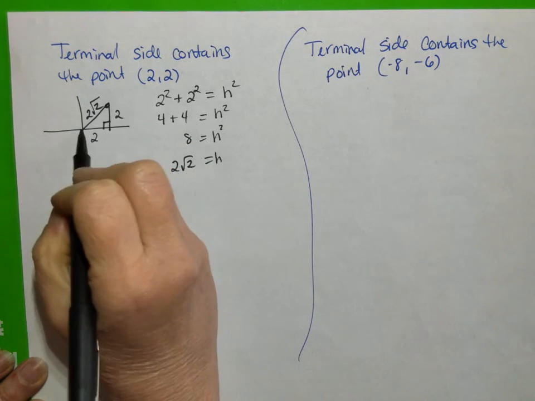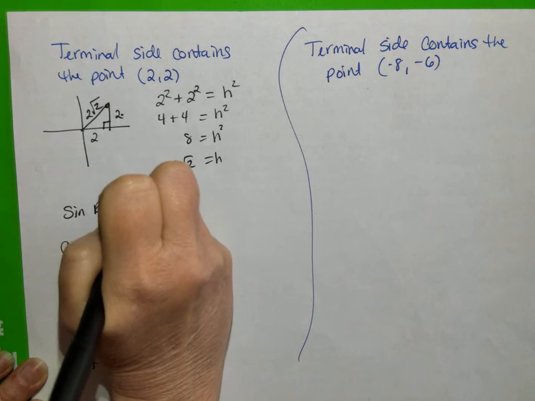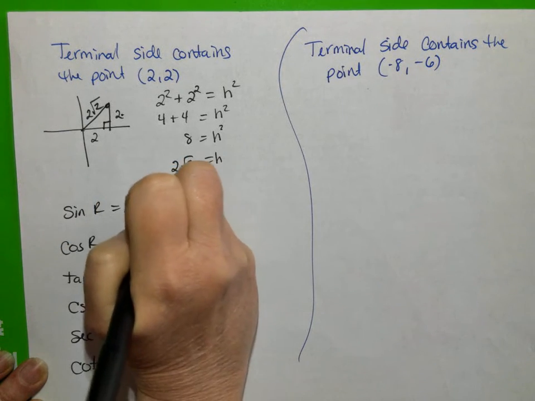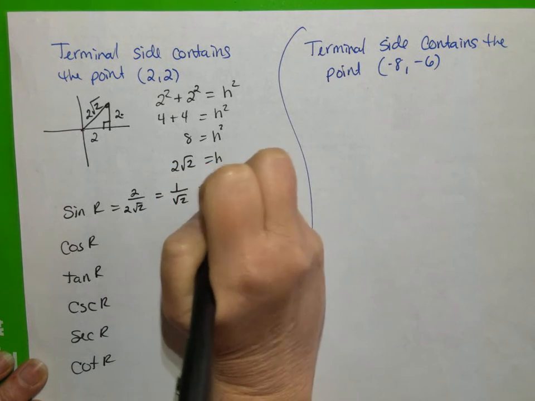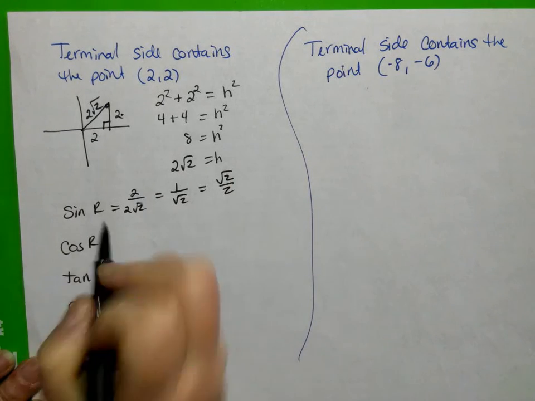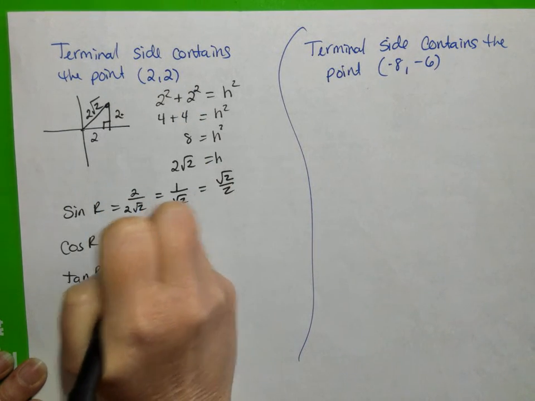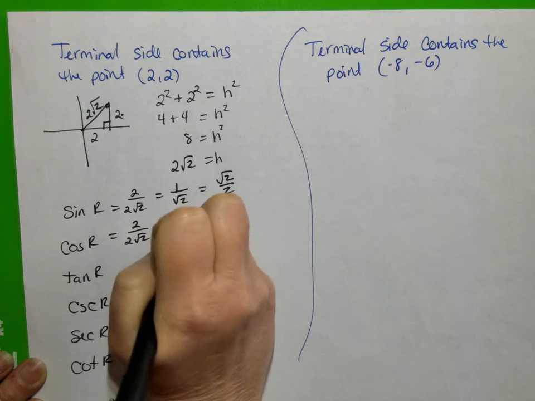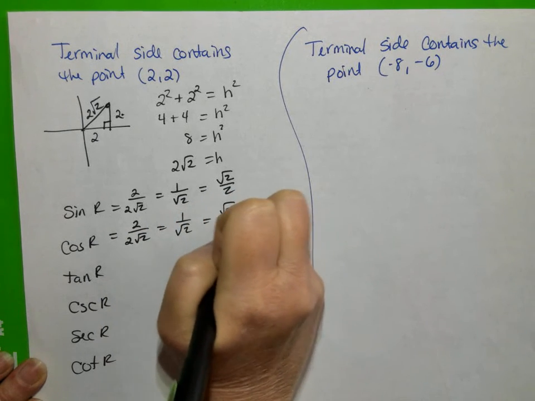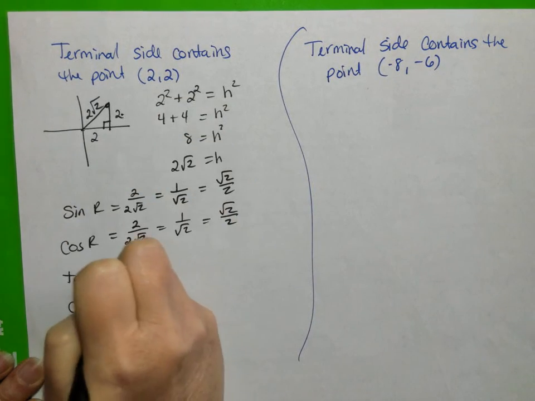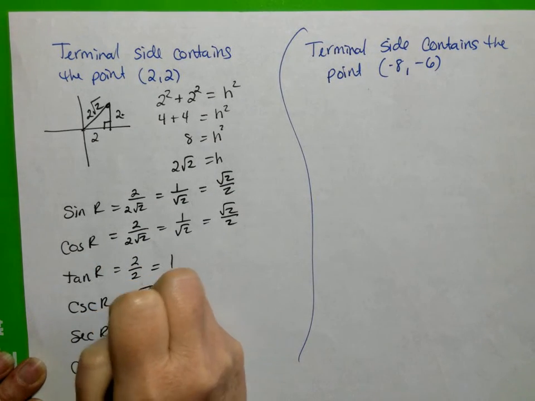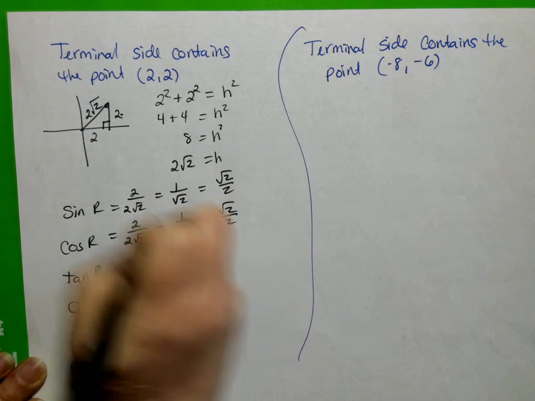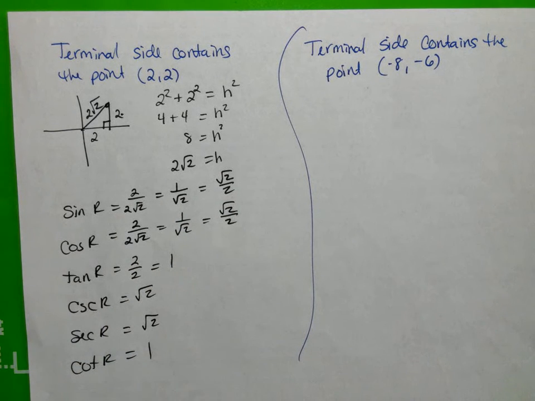Here we go. The sine is opposite over hypotenuse. 2/2 square root of 2. Simplify that. We have 1 over the square root of 2. You can leave it like that. If you prefer, you could do square root of 2/2. Cosine, same thing. 2/2 square root of 2, which is 1 over the square root of 2, which is the square root of 2/2. The tangent is 2 divided by 2, or 1. Flip them all over. This becomes the square root of 2. This one becomes the square root of 2. And this one is 1. Pretty straightforward. Let's try that again.